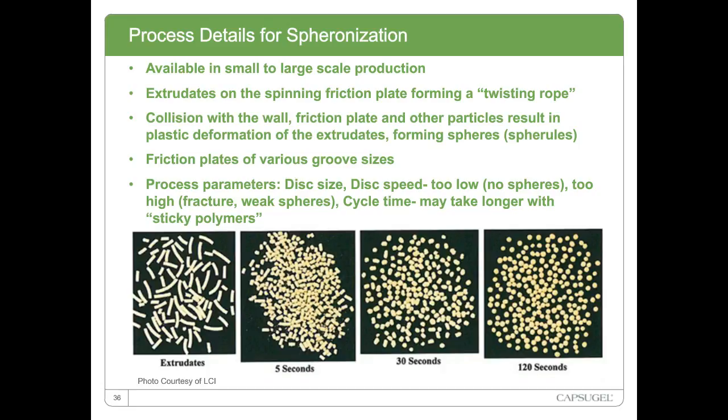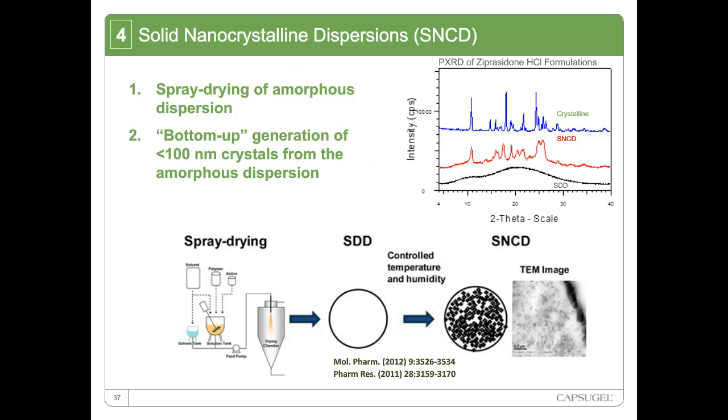In this particular case study, we prepared the dispersion by spray drying of an amorphous dispersion. We then used temperature and humidity on this supersaturated amorphous dispersion, specifically by design, to generate nanocrystals from the bottom up. These nanocrystals were less than 100 nanometers in domain size, as shown in the TEM images next to the cartoon in the bottom right, those sizes being about 50 nanometers, or in the powder X-ray shown in the upper right, where the broadening of the X-ray peaks indicates a very small domain size in this particular case.